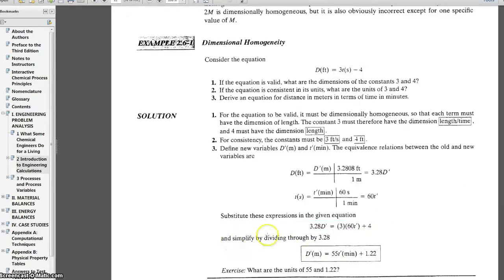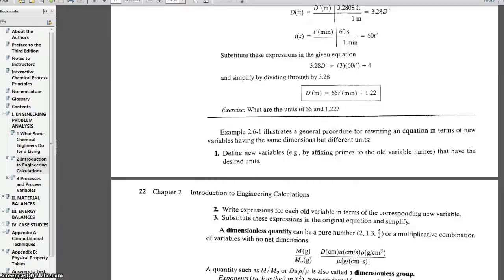And then we simplify it by dividing through by 3.28. In the end, we get d prime equal to 55 t prime plus 1.22, where d is now in meters and the time is in minutes. Yep, so that's the question, the example, and I guess that's all.